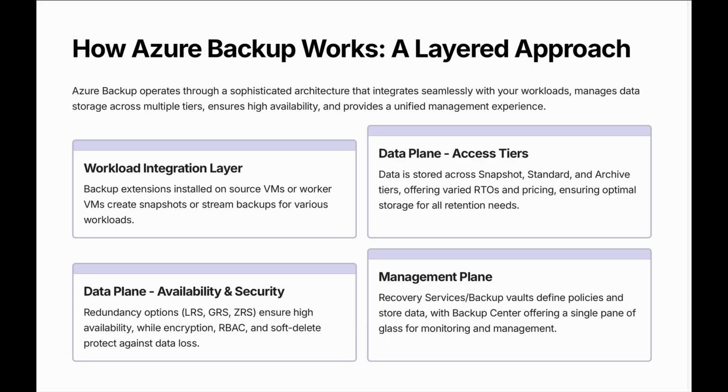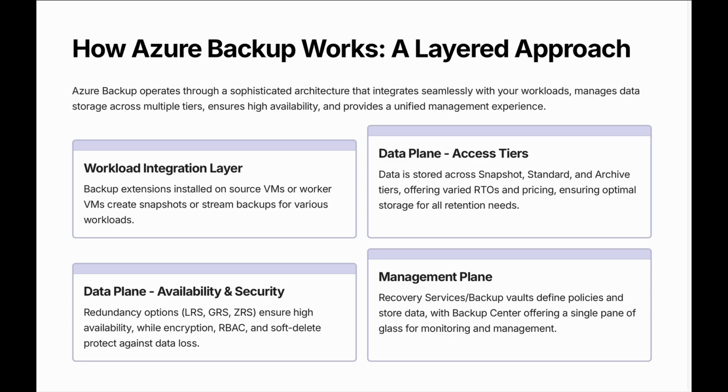So we have a workload integration layer. When we talk about workload, it can be on premises, your VMs, your SQL, or any other kind of workload which it supports, right? So if we want to add them to the backup, we need to integrate that with Azure Backup. We can directly go to the resource and add it to the backups from there. Azure will take care of it automatically if it's a cloud-native workload. The only thing we have to do is specify the schedule, how often we want to take the backup, and the policy. Next we have the data plane access tier. Whenever the backup is taken and the data is stored, we have three tiers which we discussed earlier also: snapshot, standard, and archive.